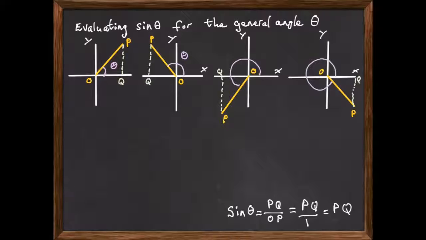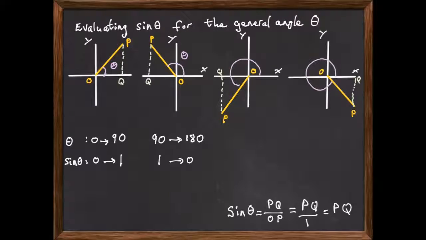In the first quadrant, theta increases from 0 to 90 degrees. When theta is 0, PQ is 0. When theta is 90, PQ is going to be equal to OP, 1. Therefore, as theta increases from 0 to 90, sine theta is going to increase from 0 to 1. In the second quadrant, theta increases from 90 to 180, but PQ decreases from 1 to 0. Therefore, sine theta decreases from 1 to 0.